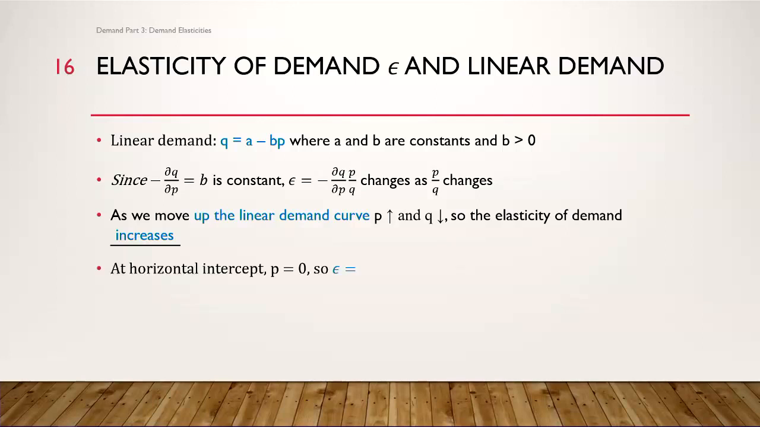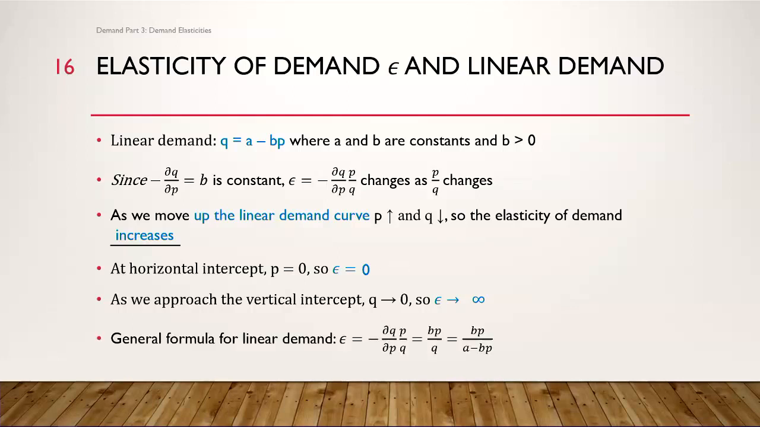Now at the horizontal intercept, the price is 0. So P over Q is just 0, that means the elasticity is 0. So it's completely inelastic at the horizontal intercept, and then as we move up, the demand curve becomes more elastic until we get to the vertical intercept, where it goes off to infinity. Of course we can't divide by Q equals 0, so that's why I say as Q approaches 0, P over Q approaches infinity. So you can't take this to a math person and get them to complain about that.